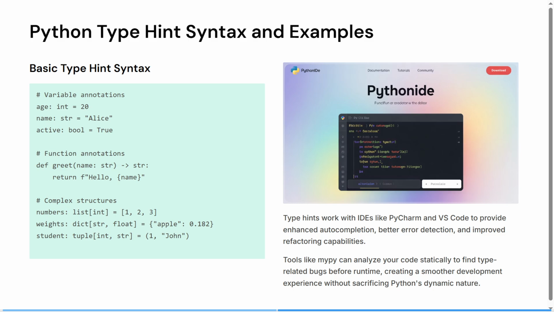So the typings work with IDEs like PyCharm and VS Code to provide enhanced autocompletion, better error detection, and also improved refactoring capabilities. Okay, so tools like MyPy can analyze your code statically to find type related bugs before runtime, creating a smoother development experience without sacrificing Python's dynamic nature.